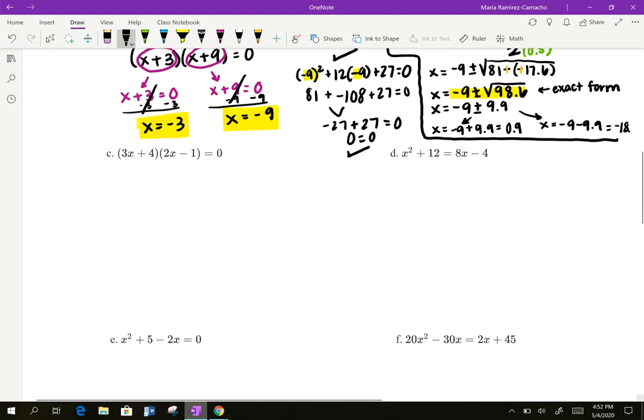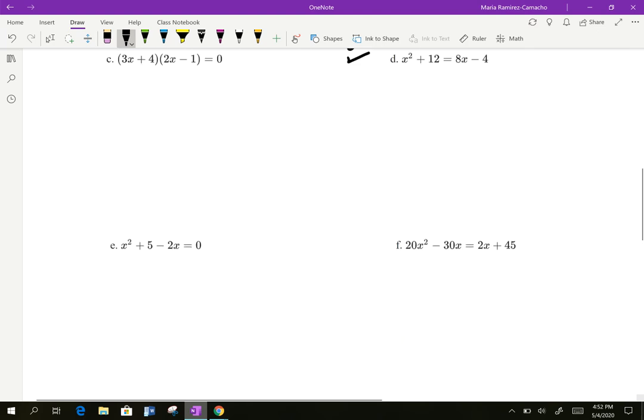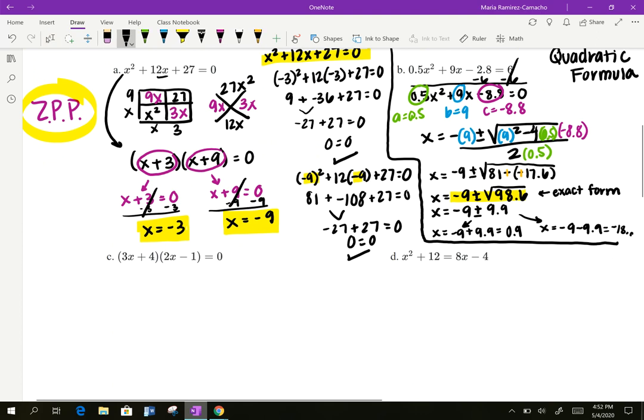Oh, what happened? I don't think the screen likes me writing next to the edge. Dang it. Okay. Can you see that? -18.9. Sorry, I don't have any more room. So x equals 0.9 or x equals -18.9. And this is an approximate decimal form.